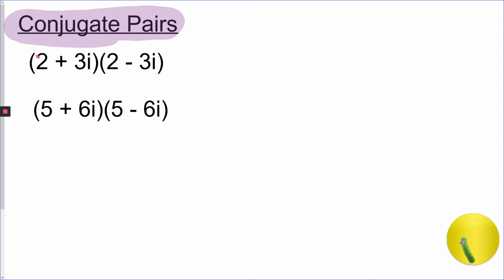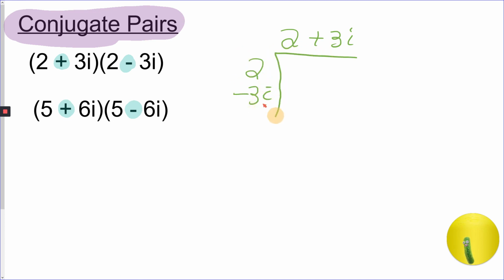If you check it out, you got 2 plus 3i, right? You got 2 plus 3i, and you get 2 minus 3i. See this pair here? 5 plus 6i and 5 minus 6i. Why are they called conjugate pairs? Just because one's plus, one's minus, right? But check out what happens when we multiply these conjugate pairs together. I'm going to get 2 plus 3i and 2 minus 3i. Again, the order is insignificant.